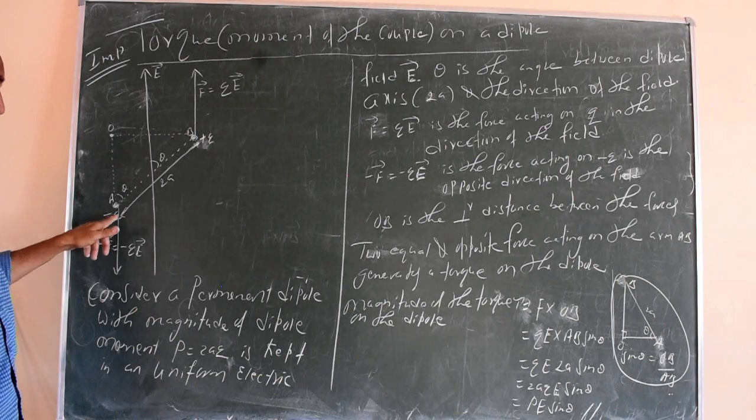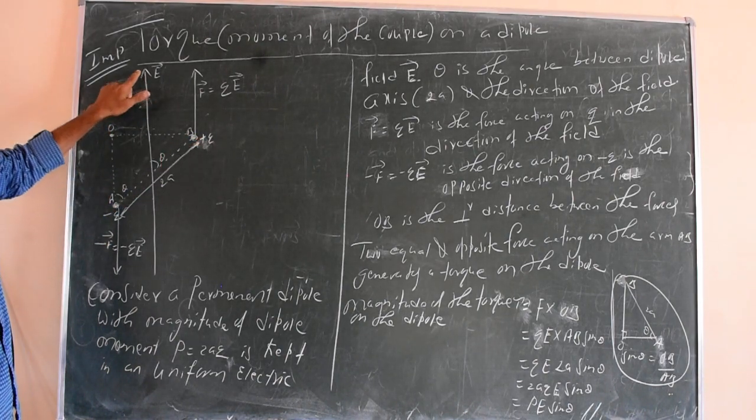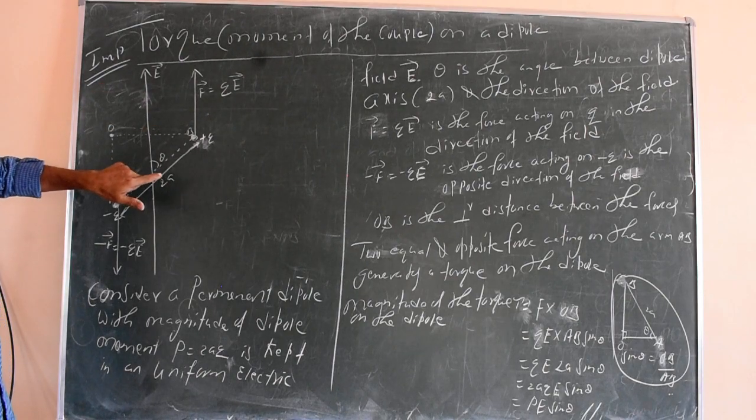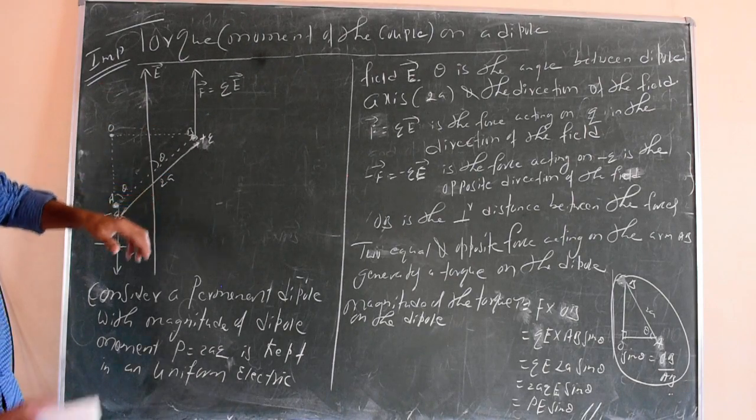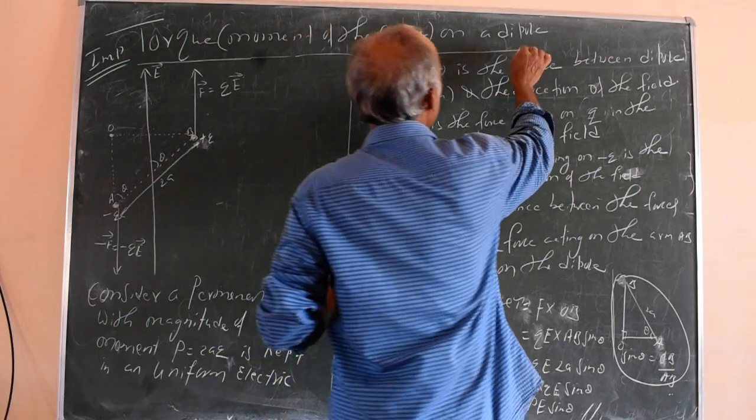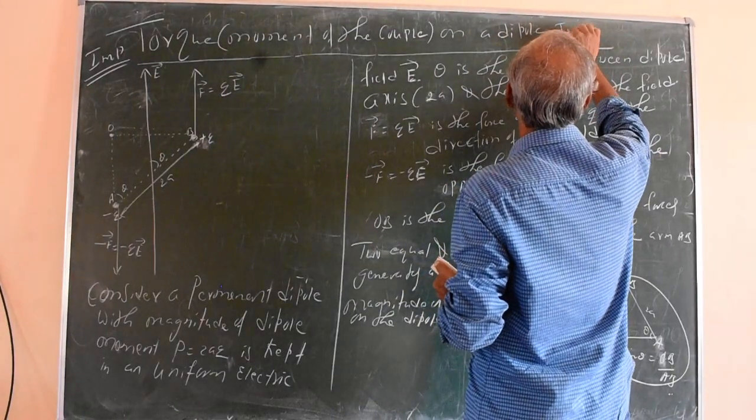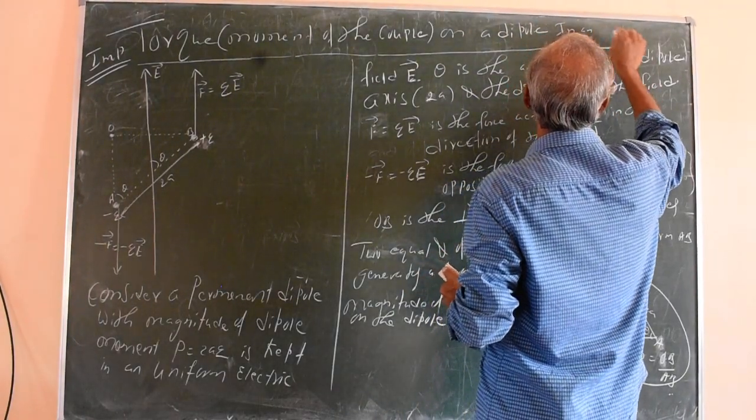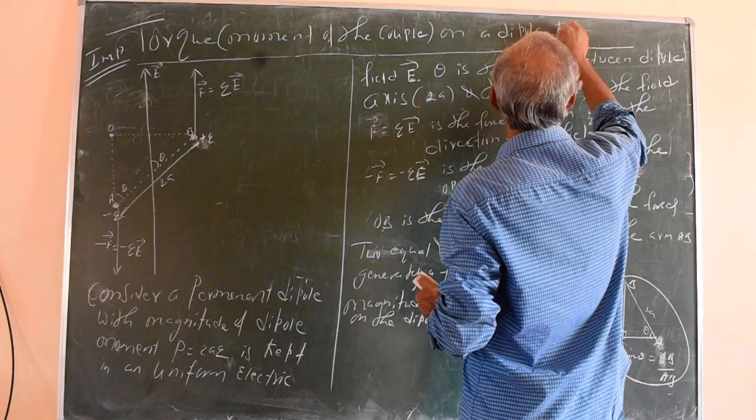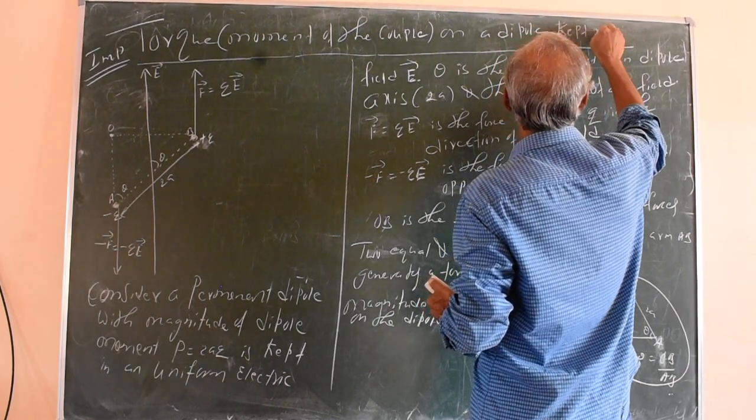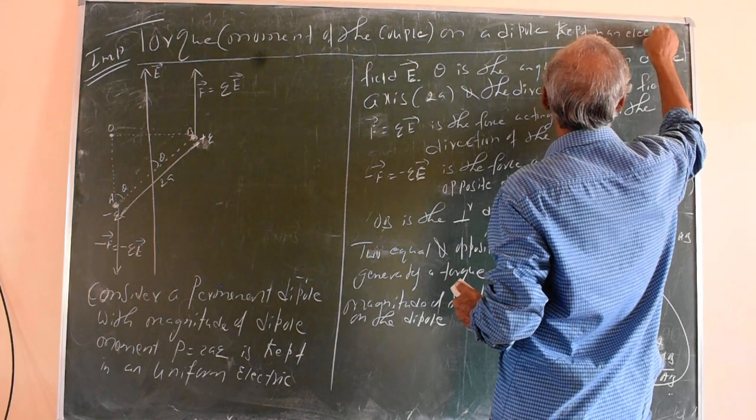So let us now consider the torque on a dipole. Here is the dipole, minus q and plus q, kept in an electric field. The moment of the couple on a dipole kept in an electric field is the point to be taken in reading.